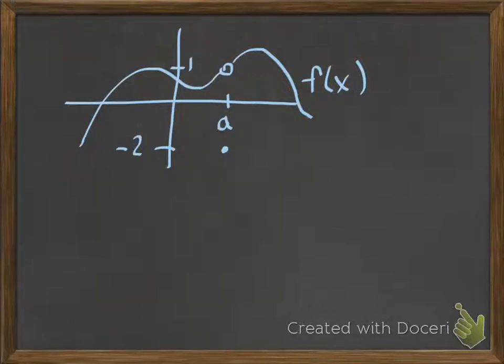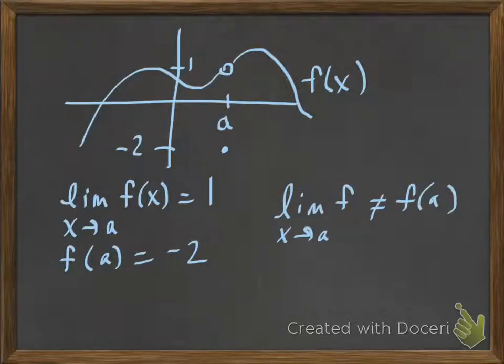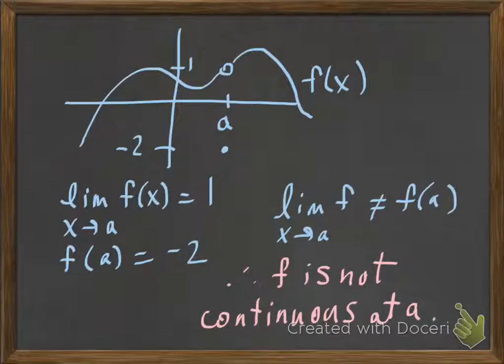So I could have a function f of x with a hole and then a value of that point put somewhere else on the graph. So notice here, the limit as x goes to a of f of x is 1. So the limit exists. f of a is -2. However, the limit as x goes to a does not equal the function value at a. And notice that on the graph that has the effect of having a hole with the point not where it should be. It's somewhere else on the graph. So again, f is not continuous at a.